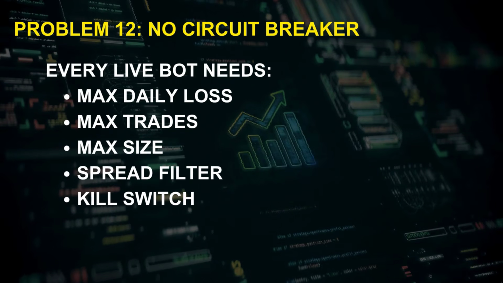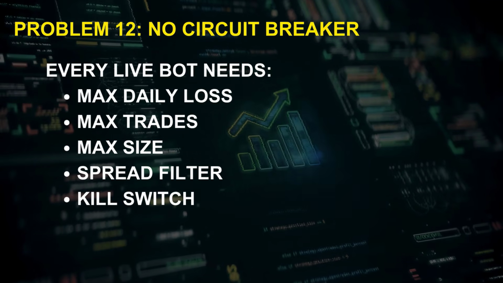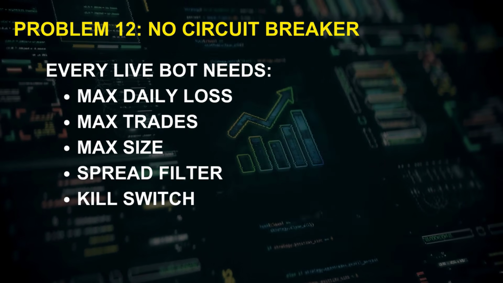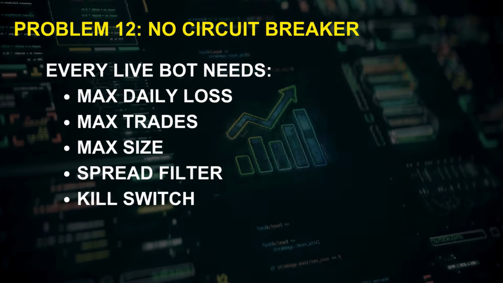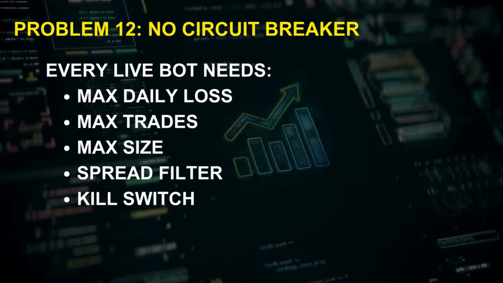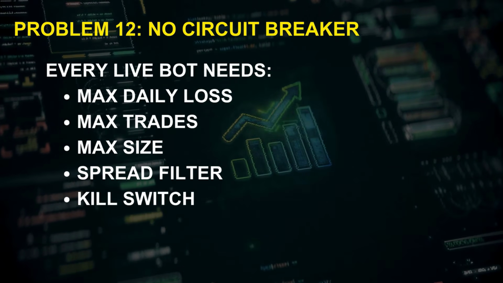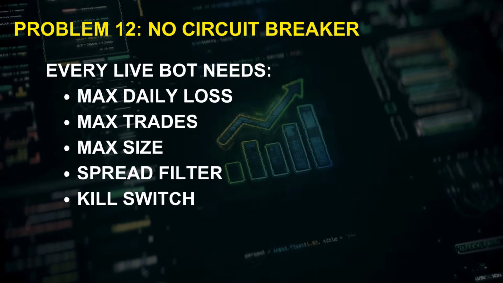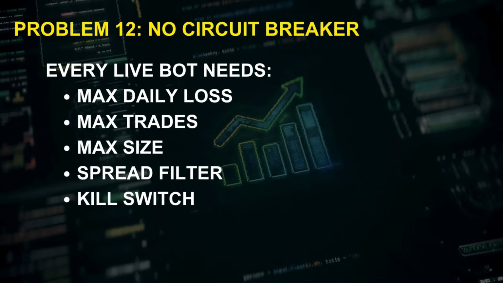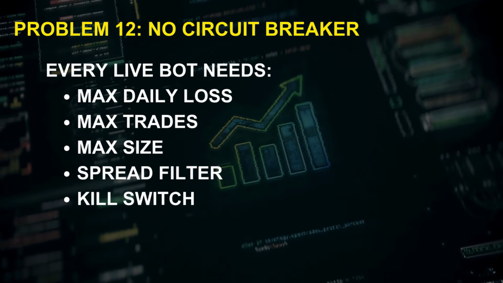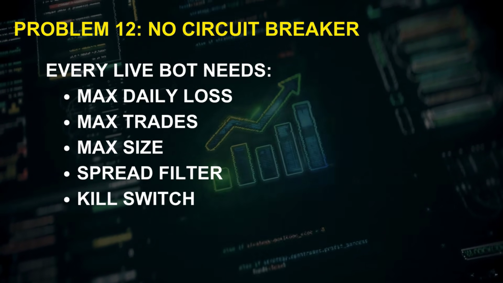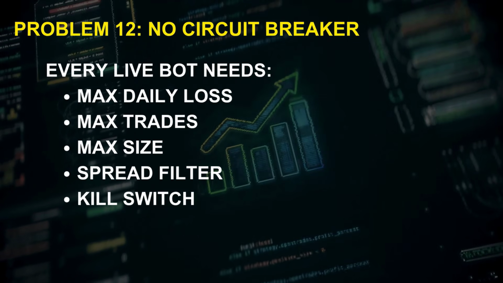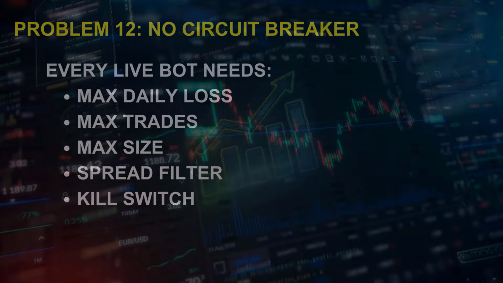A simple strategy stop is not enough when you're running a bot. A live bot needs risk controls above the strategy. Maximum daily loss, maximum trades, maximum position size, maximum spread, maximum slippage, automatic lockout after repeated errors, and always a manual kill switch. If the bot cannot stop itself, it is just not ready to be put into the real world.